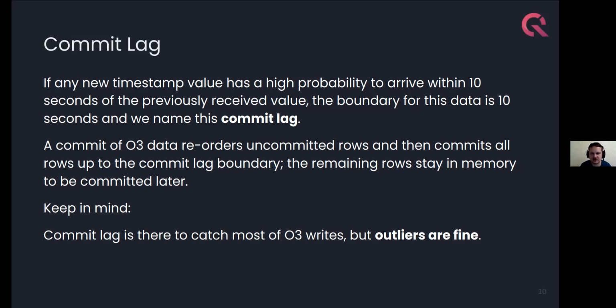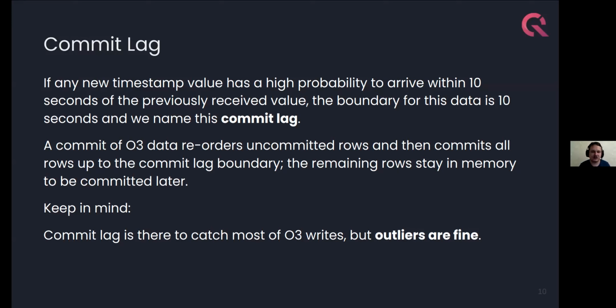And when a commit of out of order data happens, the database just sorts uncommitted rows that are older than the lag value. So if you set your commit lag to 10 seconds, your last 10 seconds of data would not be committed when a commit happens. So that's like a blind window. But when the next commit happens in, say, 10 seconds, that window moves pretty much. And once again, the idea here is to be able to catch up out of order writes and write them on disk in one go. So commit lag is just an optimization technique that we use in the database.